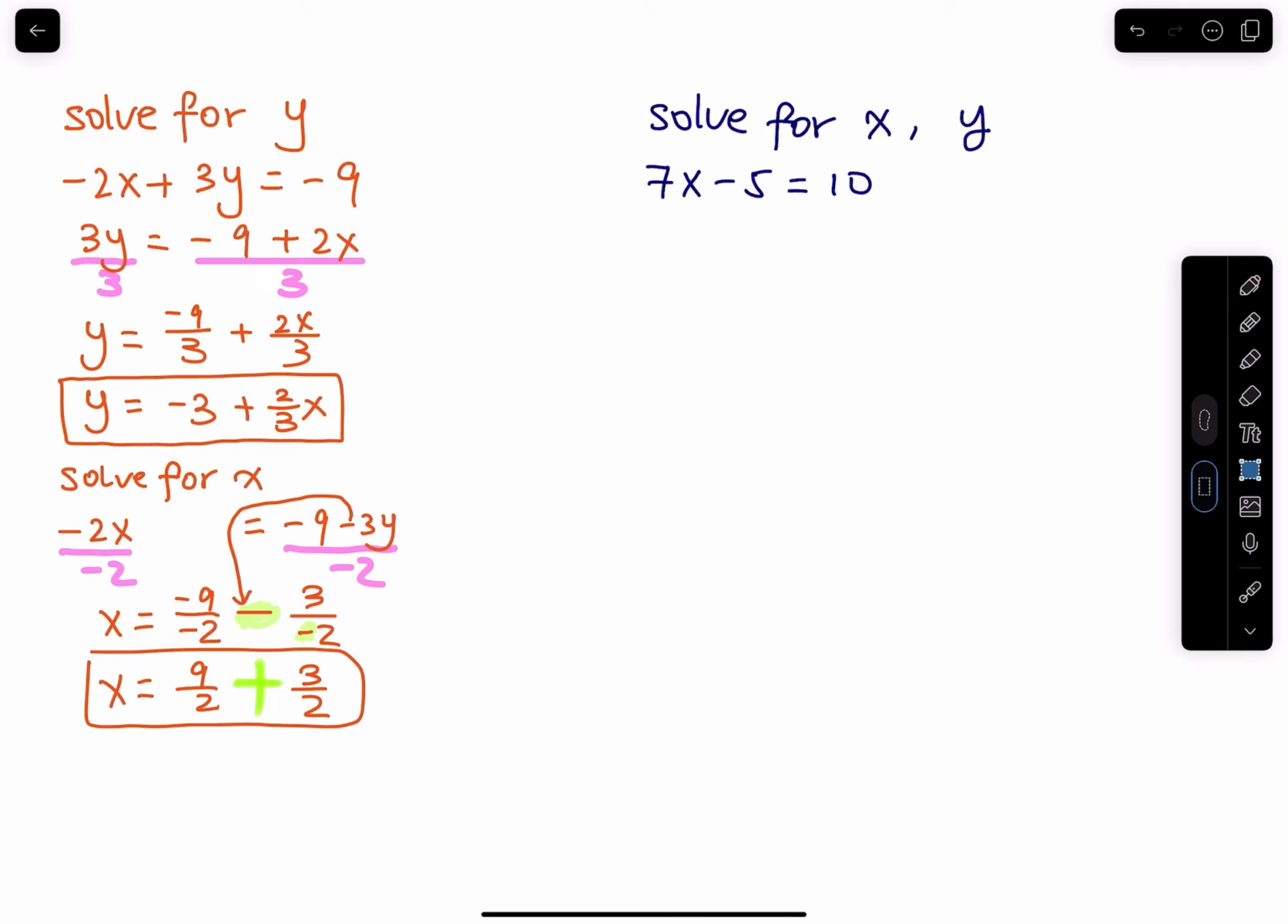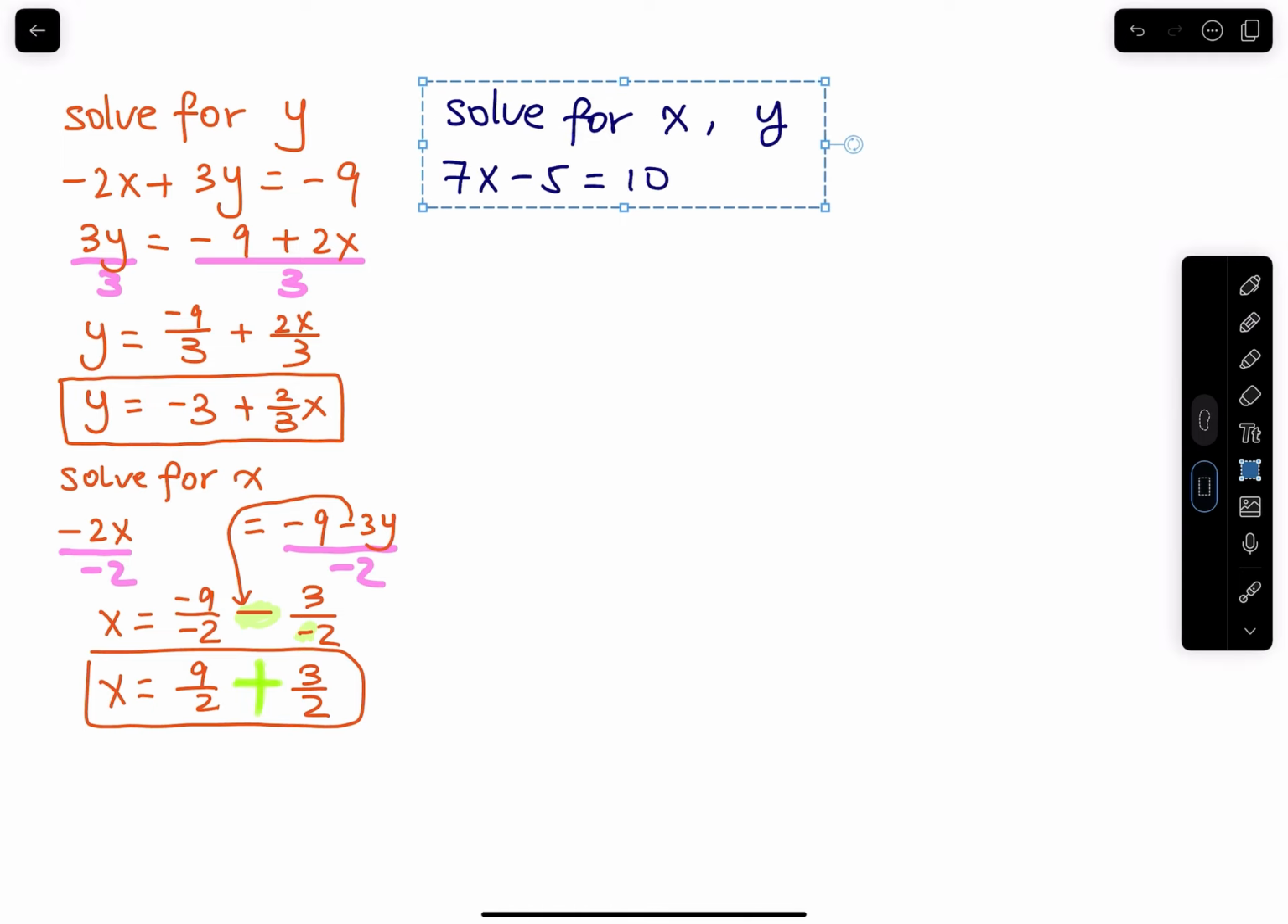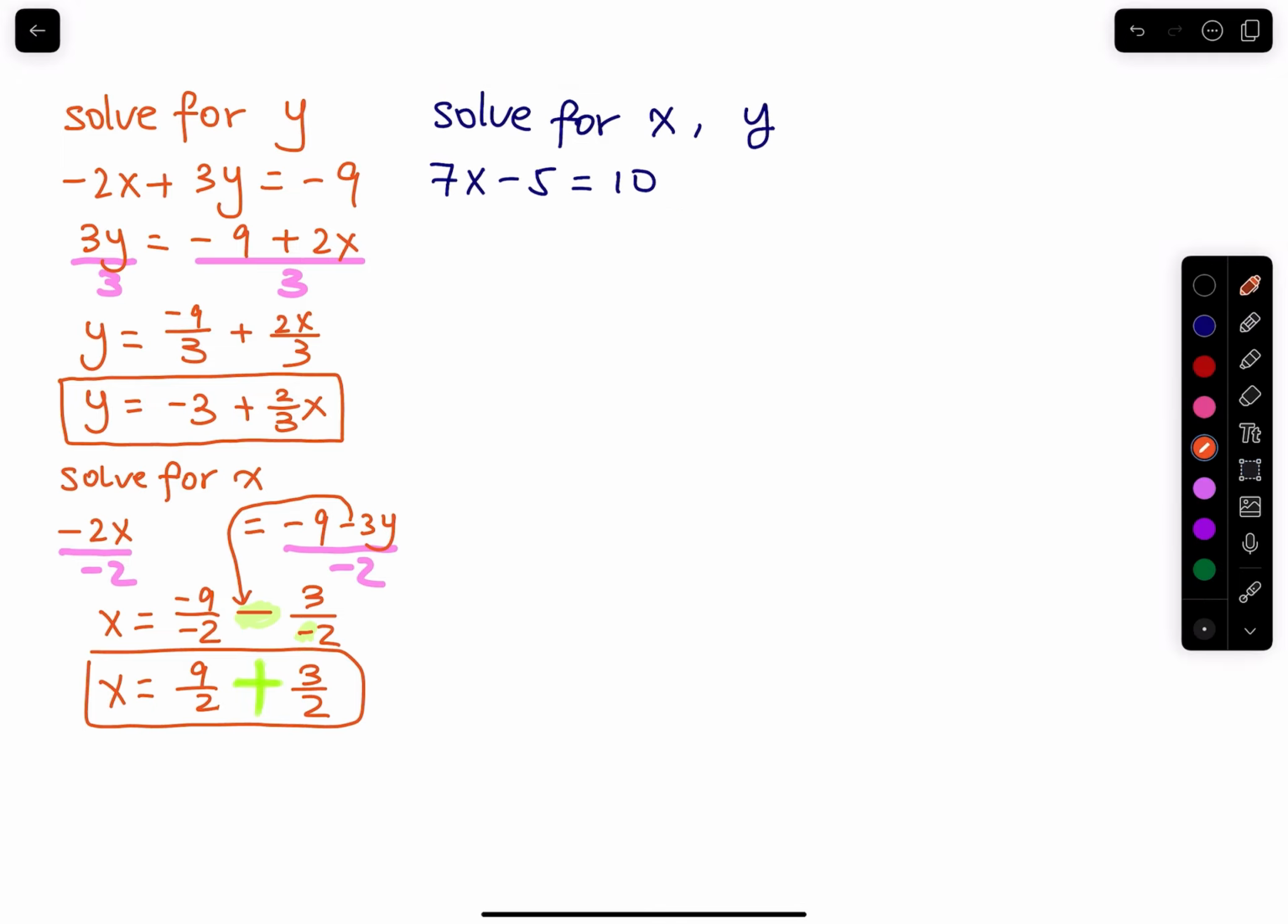Okay, the next problem, let's move this so I can save some space for myself. Solve for x and then solve for y. All right, we can do that. Let's solve for x first. Solve for x, isolate x on one side. So that will be 7x equals 10 plus 5, let's do a y in here, 10x plus 5y, and then divide both sides by 7. So we have x equals 10 over 7 plus 5 over 7y. There we go.